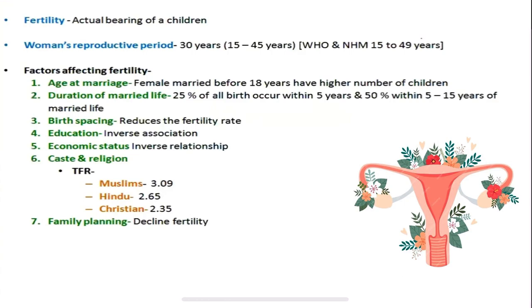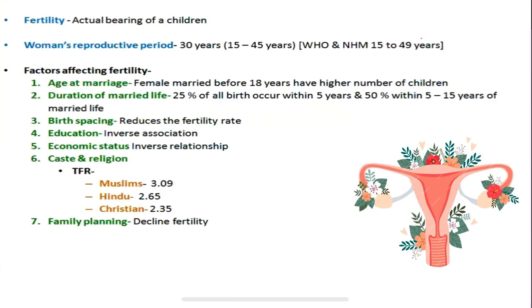Economic status also has an inverse association. We see that economic status bears an inverse association with fertility. It shows that the total number of children born starts to decline with the increase in the expenditure of the household. So we see that economic development is the best contraceptive, guys.